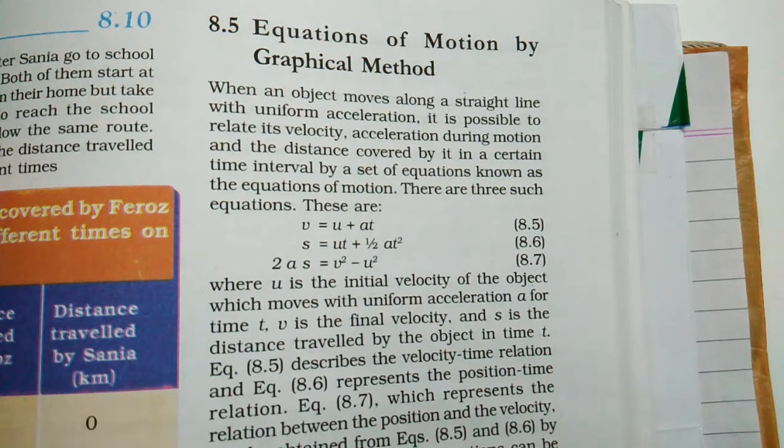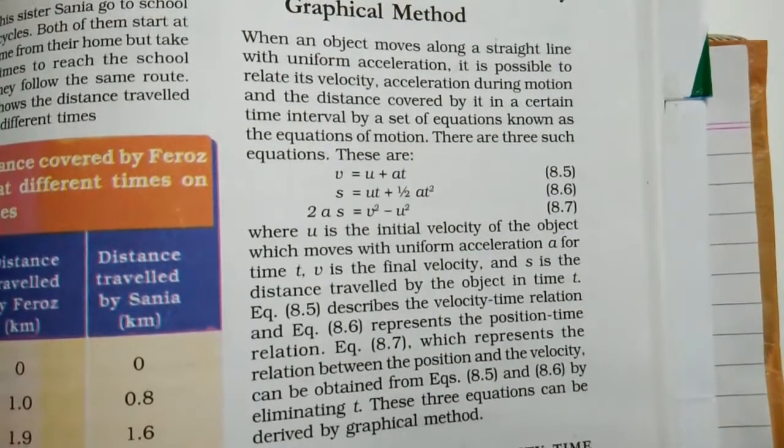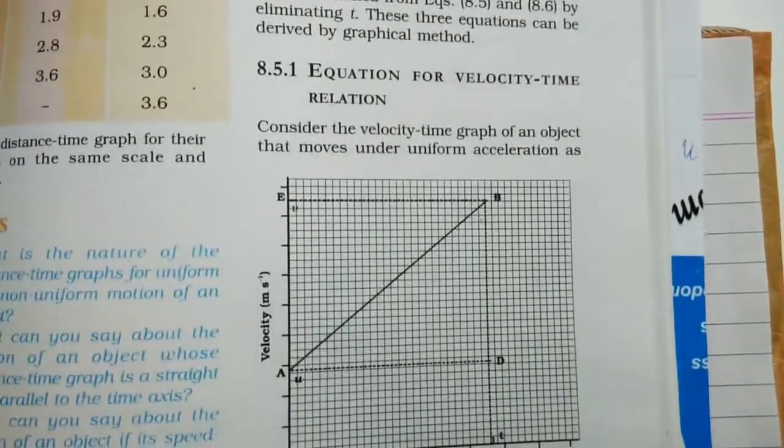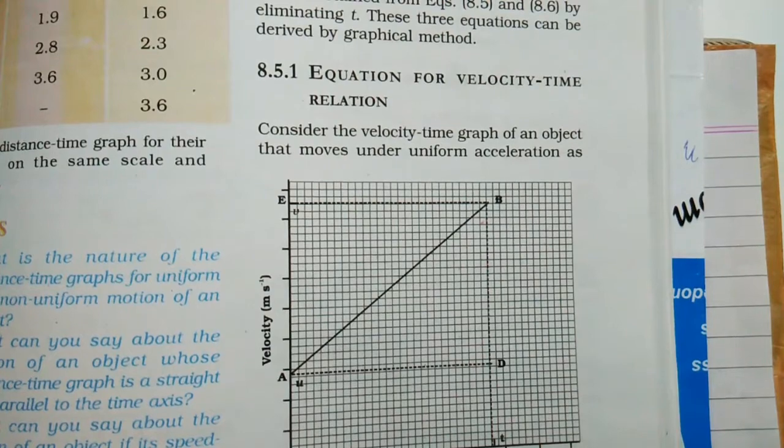Now, the equation 8.5, v is equal to u plus at, describes the velocity time relation. 8.6 represents the position time relation, and 8.7 represents the relation between the position and velocity. All of these equations can be derived by the graphical method. So this is the graph.